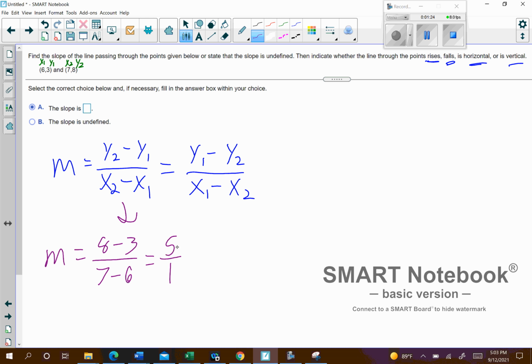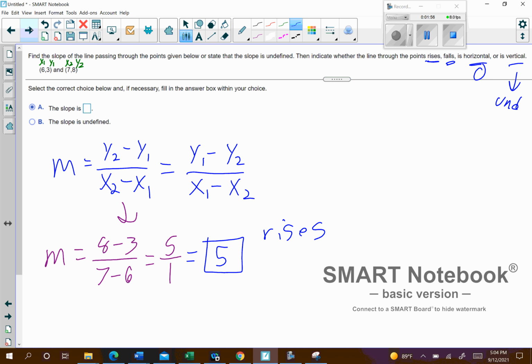And it's nice to keep the slope like this if you're about to graph it. But if we're actually just looking for, what's the slope, we want to go ahead and simplify that. So 5 divided by 1 is just going to simplify to a 5, and we just want to leave it like that. Now, since it's positive, that means it rises, okay? Negative, it falls. If you get a 0, it's horizontal, and then vertical is when you have the undefined. So just to kind of talk about the different types that you can get.